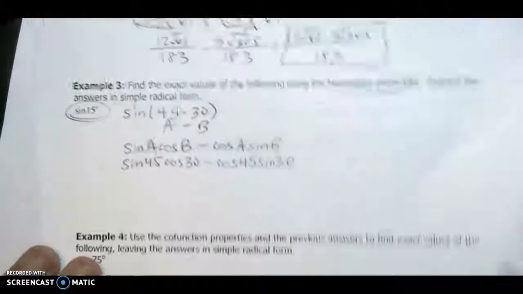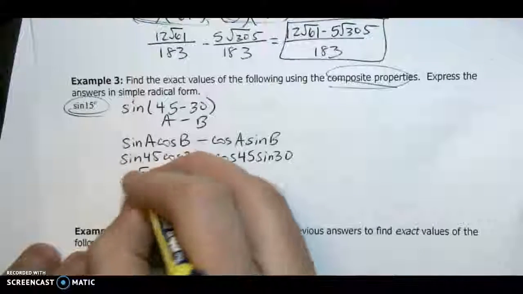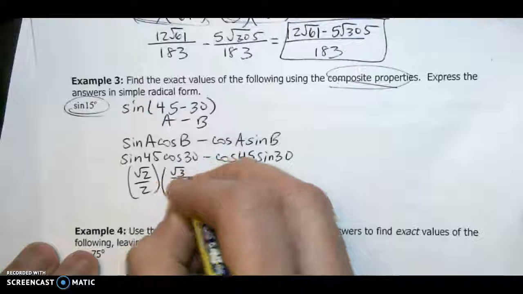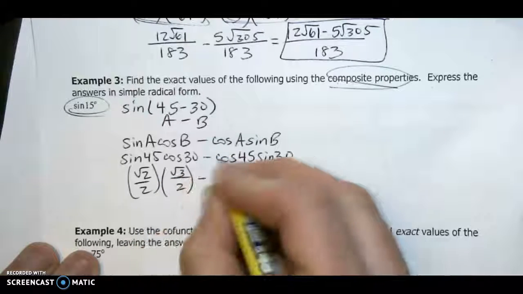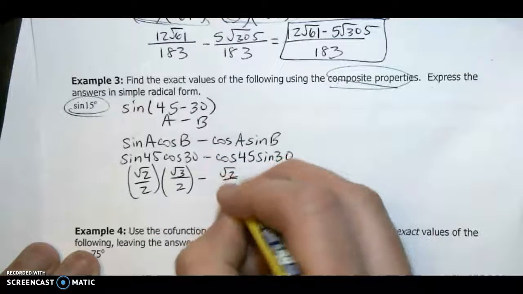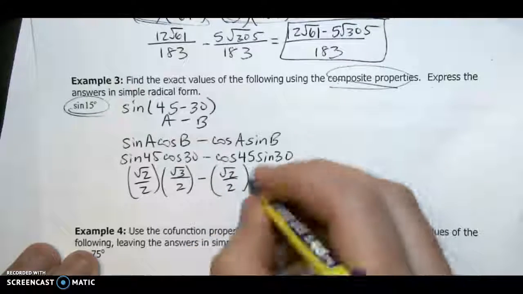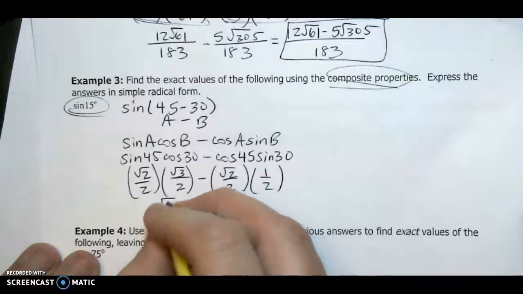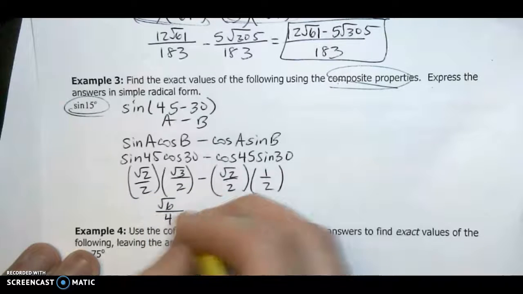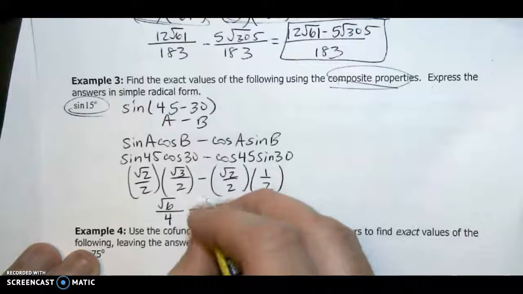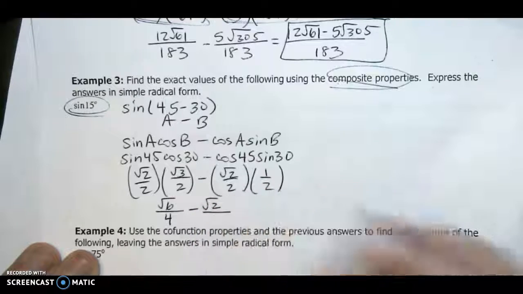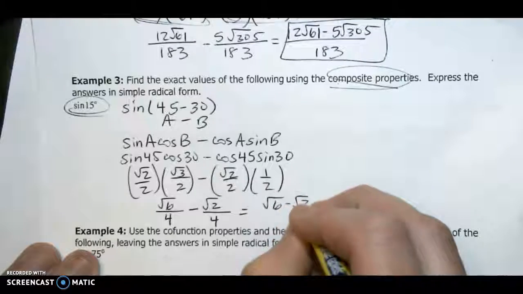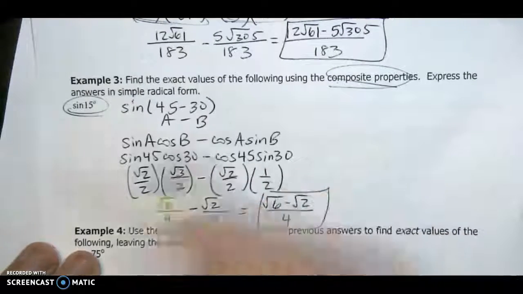And then evaluate them. Sine of 45 we know is rad 2 over 2. Cosine 30 we know is rad 3 over 2. Cosine 45, rad 2 over 2. And sine of 30 we know is 1/2. Multiply your radicals, you get radical 6. Multiply your denominators, you get 4. Multiply the numerators, you get radical 2. Multiply your denominators, you get 4. And they have matching denominators, so go ahead and put them into one big fraction.